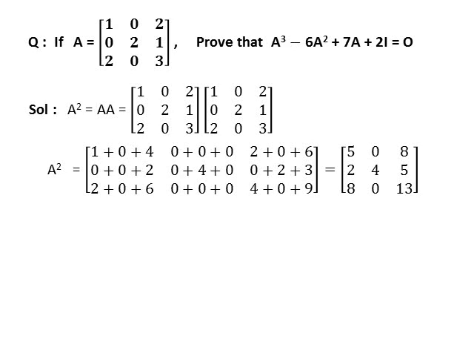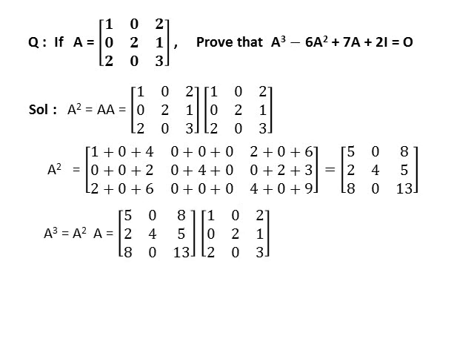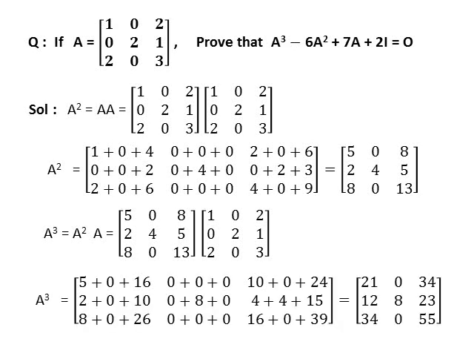Now, in next step, to solve A cube, we write it as A square into A. In place of A square, write the matrix obtained from product of matrix A with A. Now again, following the rule of matrix multiplication, take product of these two matrices as shown. We get A cube, a square matrix of order 3 with elements 21, 0, 34 in first row, 12, 8, 23 in second row, 34, 0 and 55 in third row.